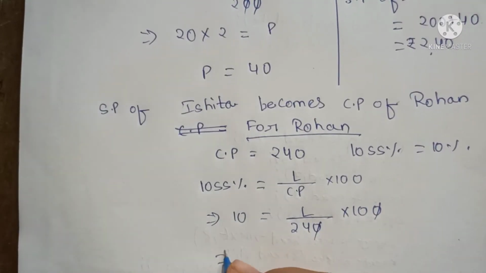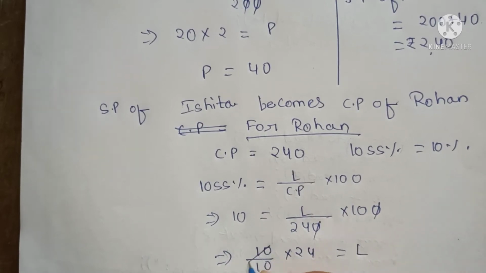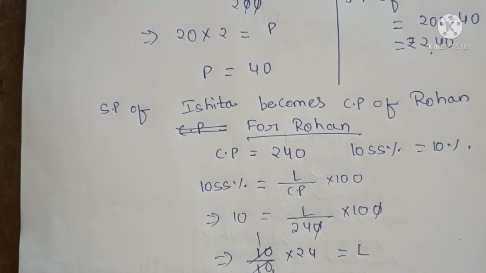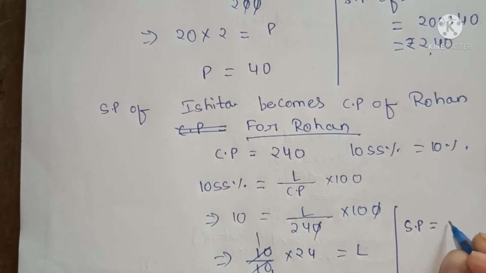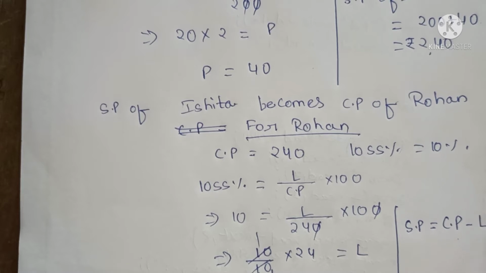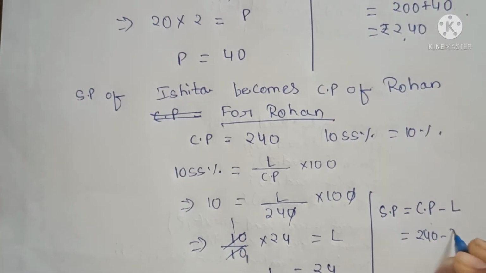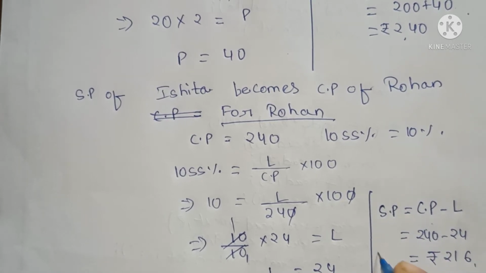So this will cancel here. 10 by 10 into 24 equals L. 10 ones are 10, so L is equal to 24. So Rohan is selling at a 24 rupees loss. So his SP will be how much? SP will be CP minus loss. Right, CP is 240 minus 24, so 216 rupees. This is the selling price of Rohan.